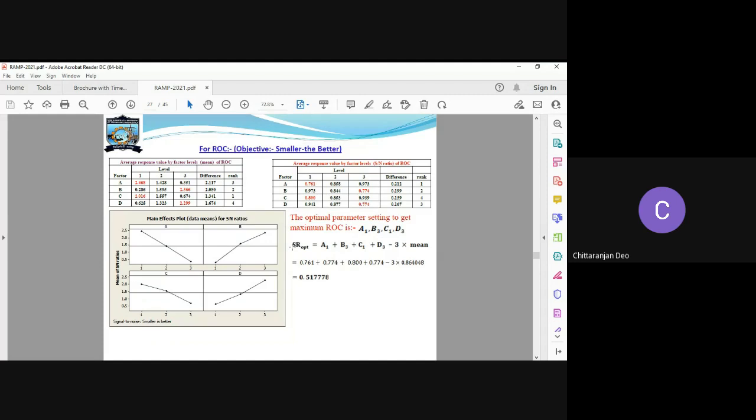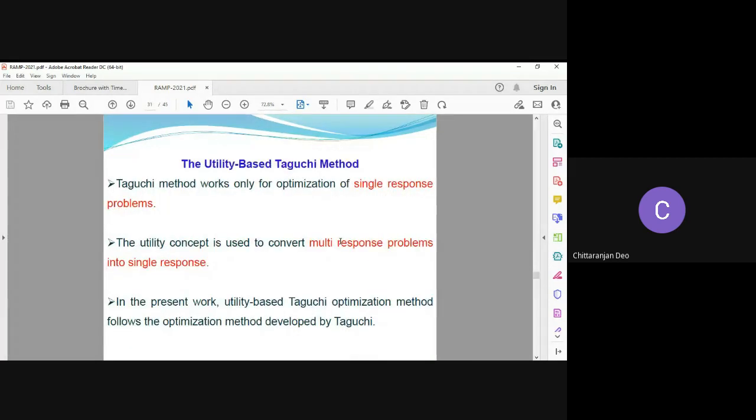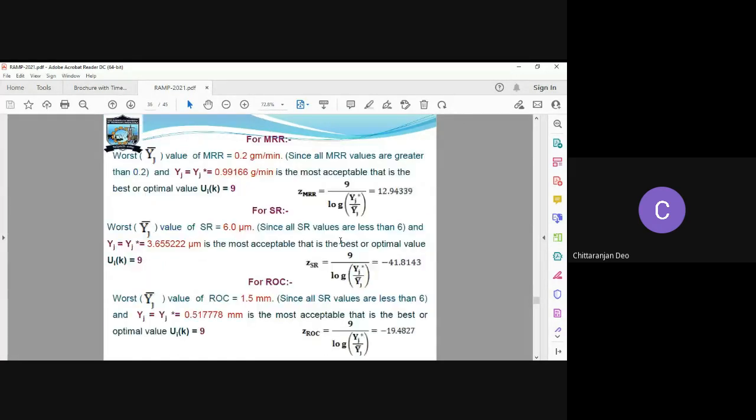When we go for the radius of overcut, we will get the optimal setting at A1, B3, C1, D3. These optimal settings we are getting by Taguchi optimization for a single response. Now our aim is to get an optimal setting for the combined response, and we have to follow the utility theory, or we are applying this utility method to get that value.